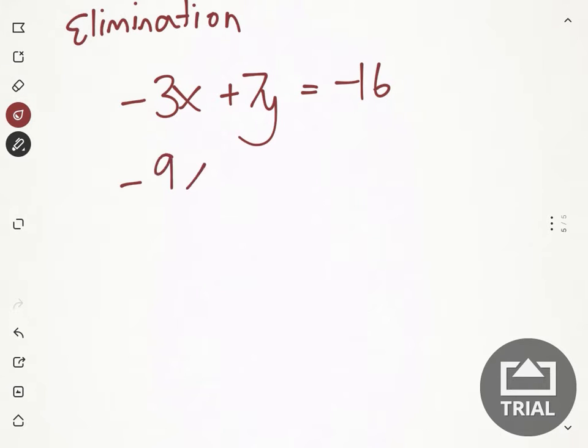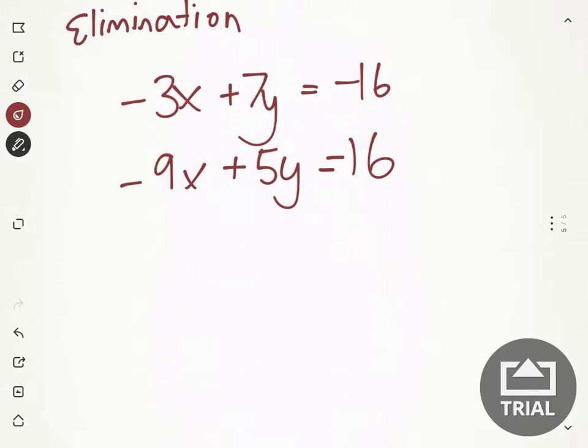So with elimination, actually let me start by writing out the problem. We're going to use negative 3x plus 7y equals negative 16, negative 9x plus 5y equals 16. So we're trying to find the x and y values of this problem. In order to do this, we want to try to eliminate one of the variables, either the x or the y. And we're going to try to multiply this equation in such a way that we can do that.